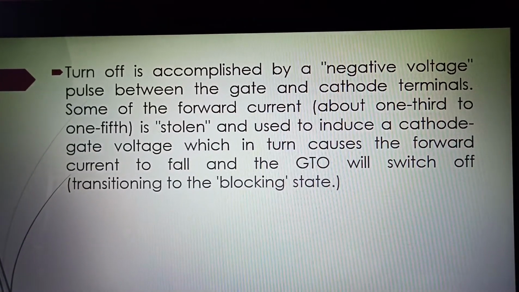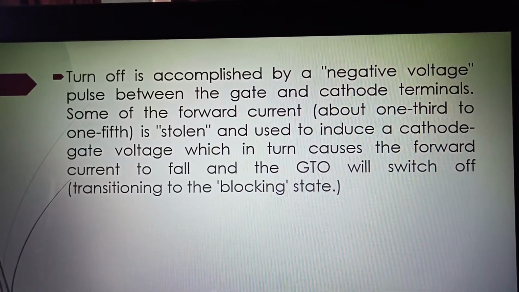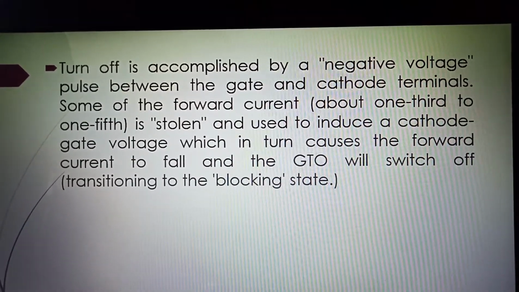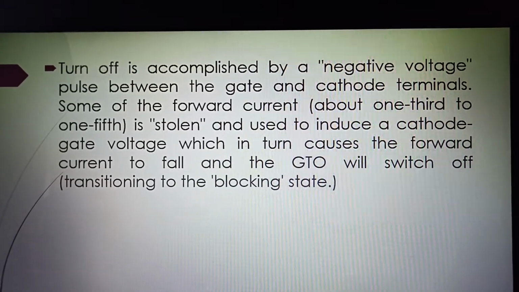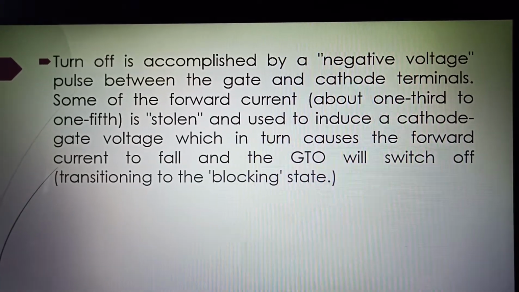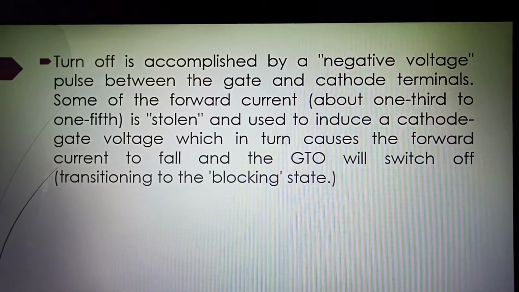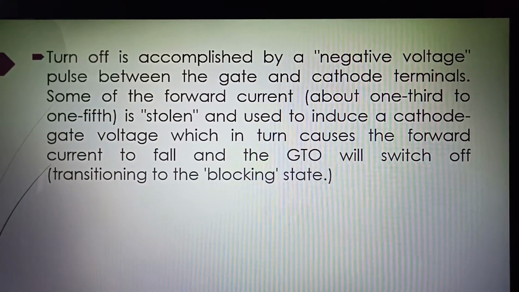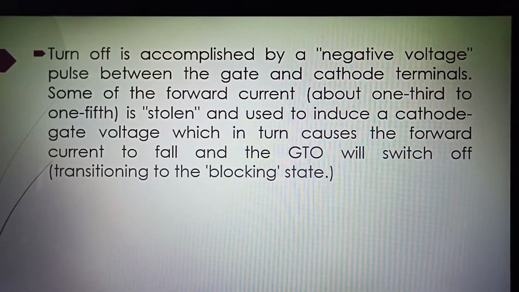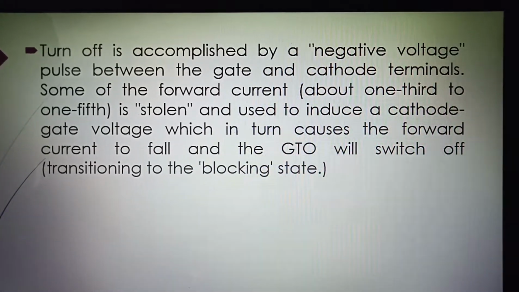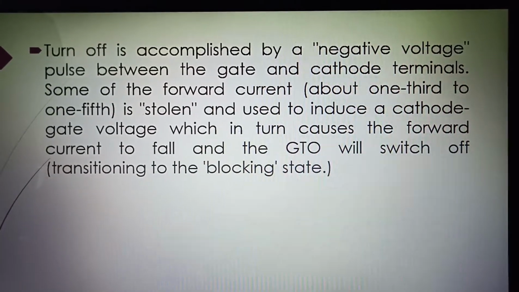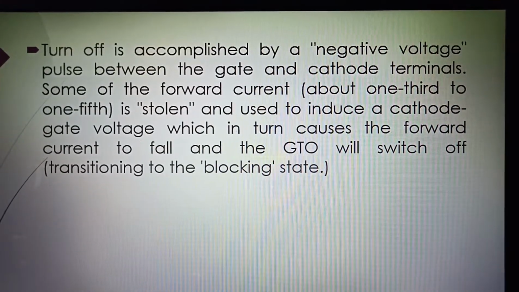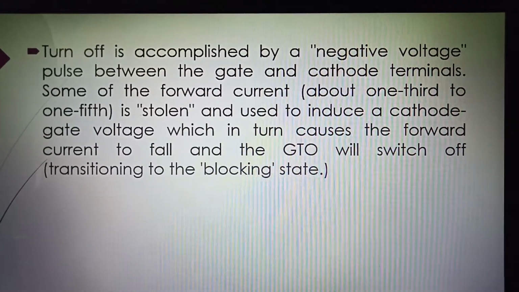Turn-off is accomplished by a negative voltage applied between the gate and cathode terminals. Some of the forward current, about 1/3 to 1/5, is stolen and used to induce a cathode-gate voltage, which in turn causes the forward current to fall, and the GTO switches off, transitioning to the blocking state.